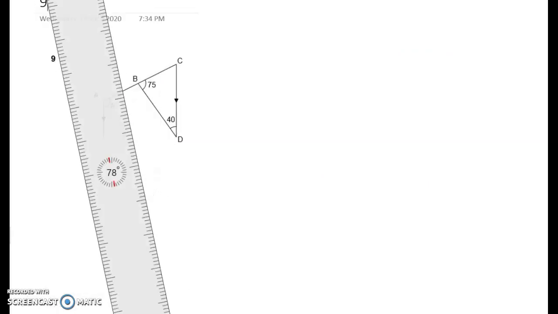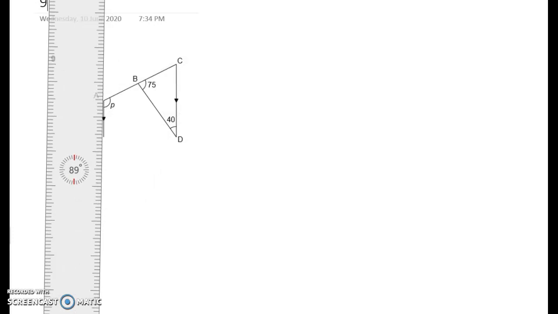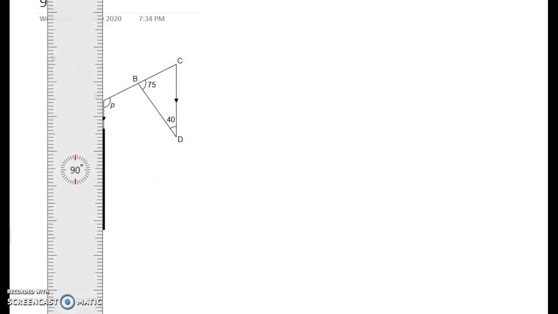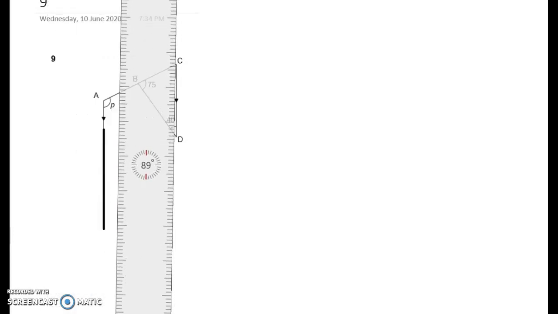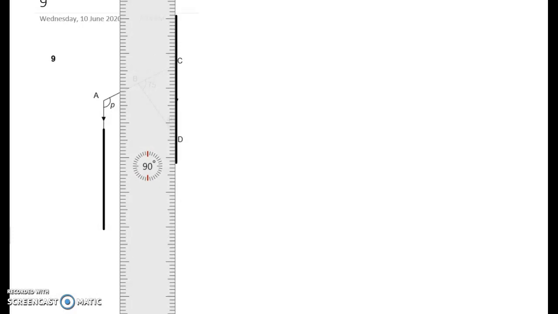On to question 9. Alright, we've got more parallel lines. I'm going to grab that ruler and just draw my lines out. Now, you don't have to do this, but if you're me, it just helps you see where the line's going. So that's parallel there. And we could draw this one a bit more.